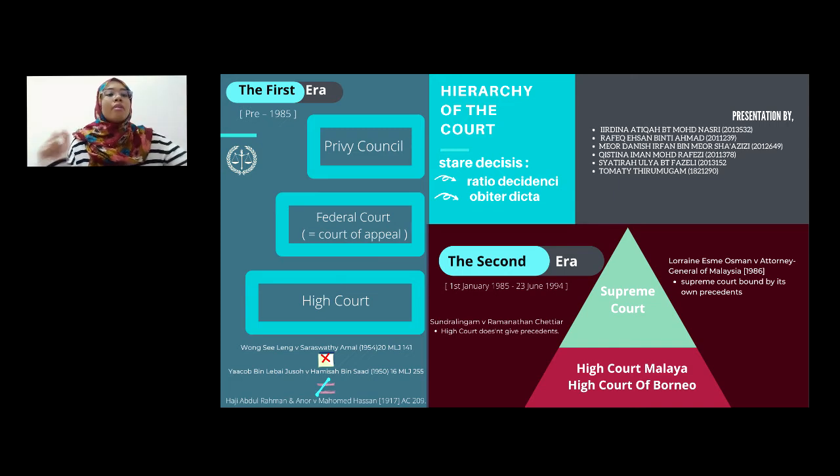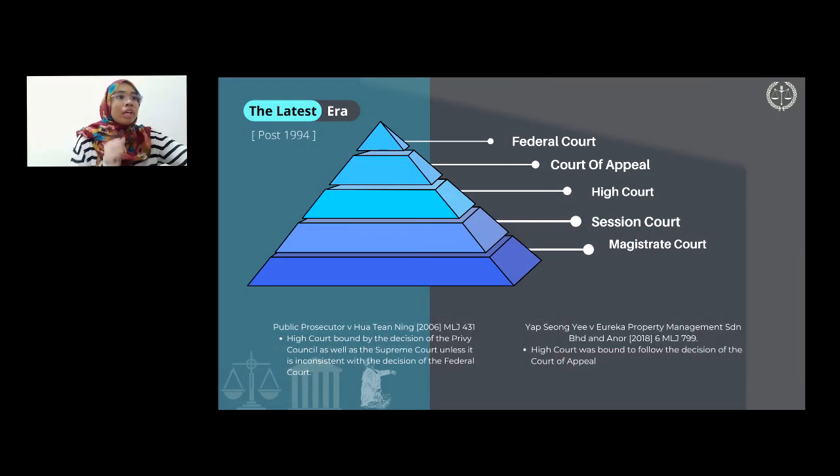Alright, so in the latest era, we have 5 courts here, but we are only going to talk about the Federal Court and also the Court of Appeal. So in the third era, we have the Federal Court, the Court of Appeal, the High Court, the Session Court, and also the Magistrate Court.